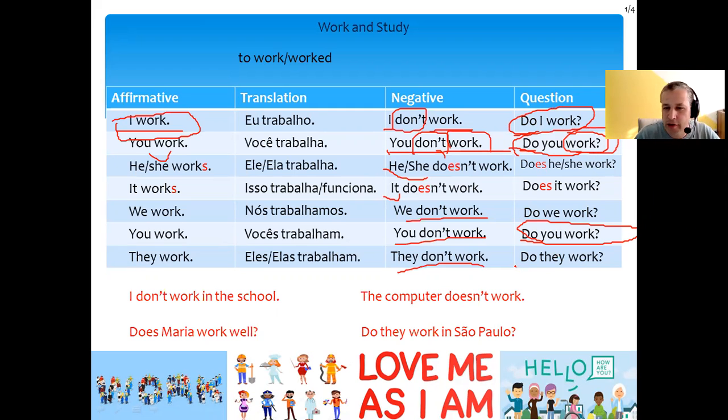Another one, guys. How can you ask the question, eles estudam inglês?